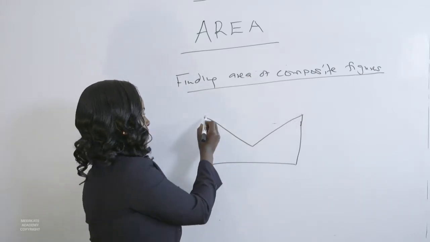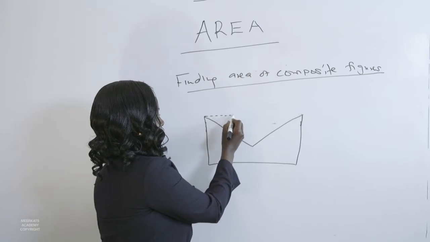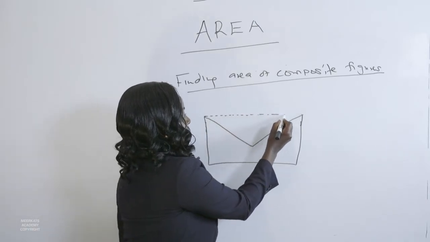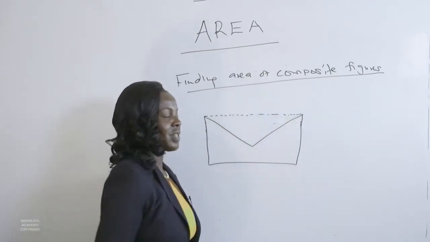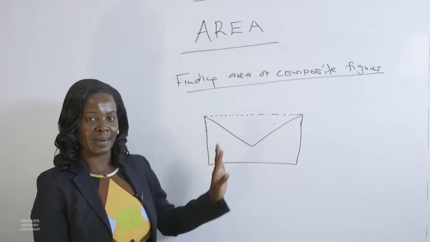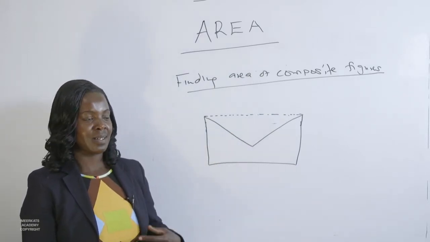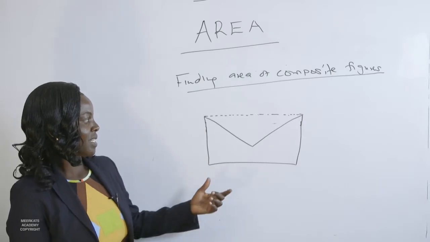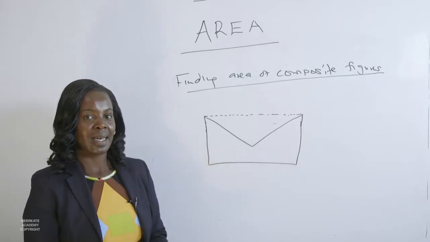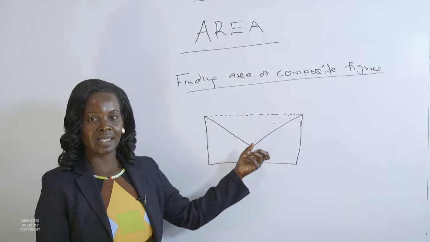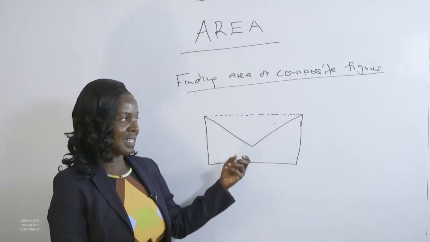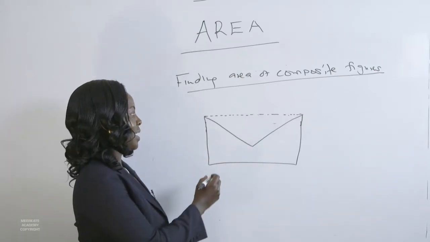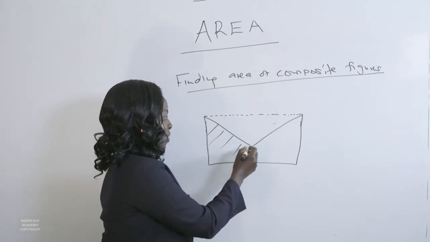If we join these points here, you realize that this one will make a full rectangle. But as from a drawing, it is actually a carved out rectangle. There's a part of a rectangle that has been carved out. So the area that we are supposed to find is the area of this.